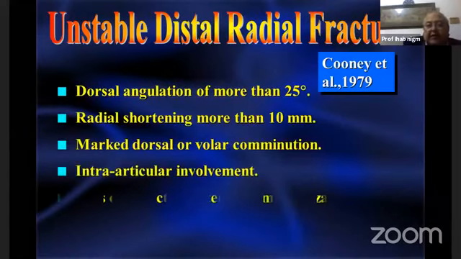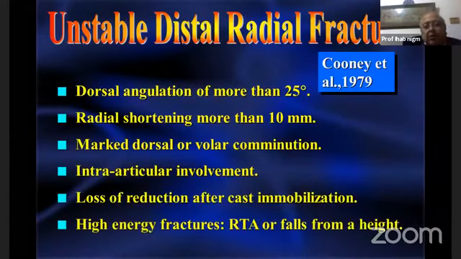Unstable distal radial fractures: dorsal angulation of more than 25 degrees, or radial shortening more than 10 millimeter, or marked dorsal or volar comminution, intra-articular involvement, loss of reduction after cast immobilization, high energy fractures like road traffic accidents or falls from a height.